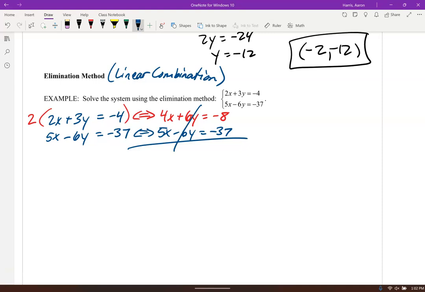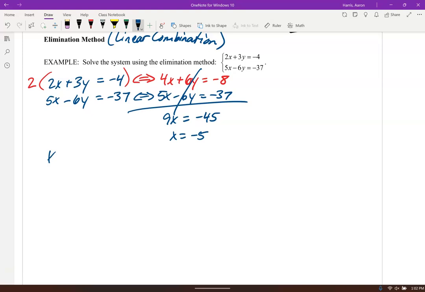So, and then 4x plus 5x gives me 9x, and I got negative 45. So then when I divide by 9, negative 45 divided by 9, I get negative 5. So now we know x is negative 5. And I can use either of the original equations. I'll just pick the first one and plug it in.